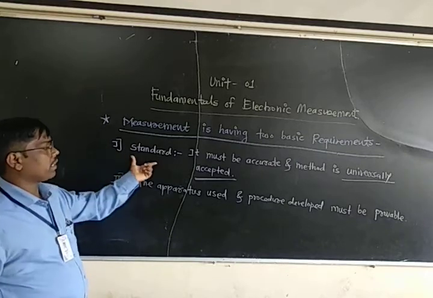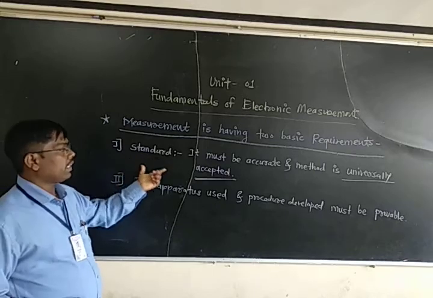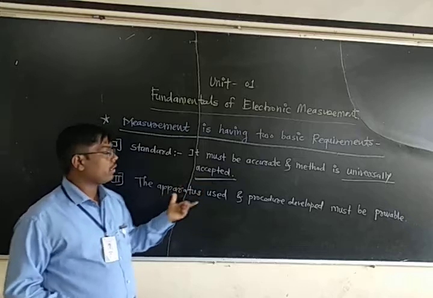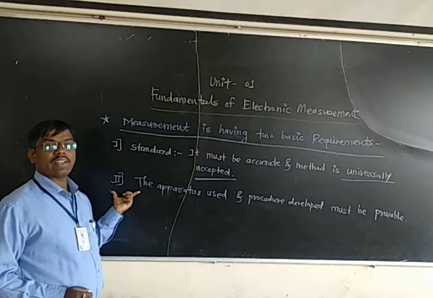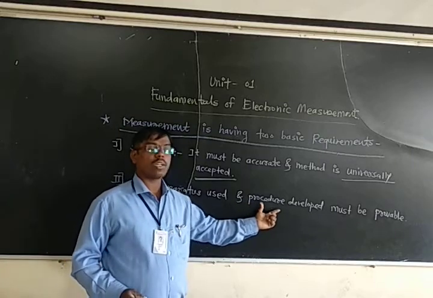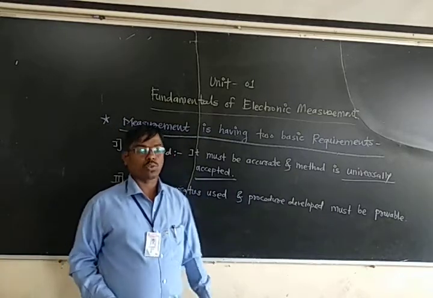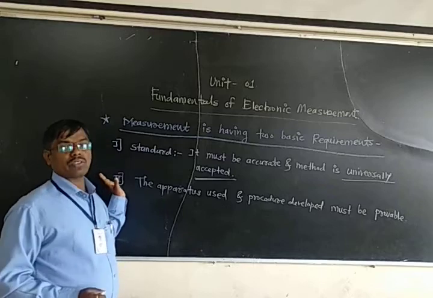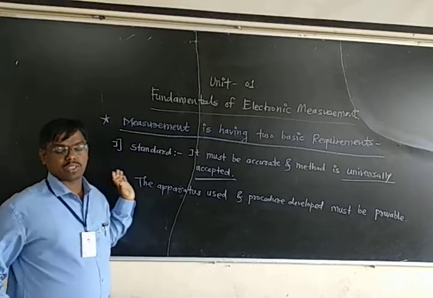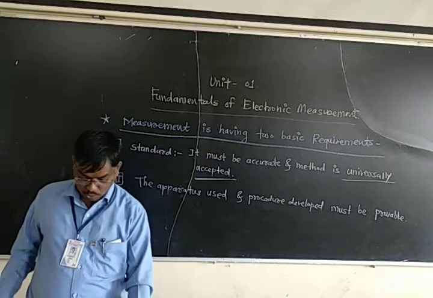So these are the two basic requirements of any type of measurement. The first one is related with the standard: that standard must be accurate and the method must be universally accepted. The second requirement is that the apparatus used and the procedure developed must be provable. These are the two basic requirements of any type of measurement which are generally used for electronic measurement.